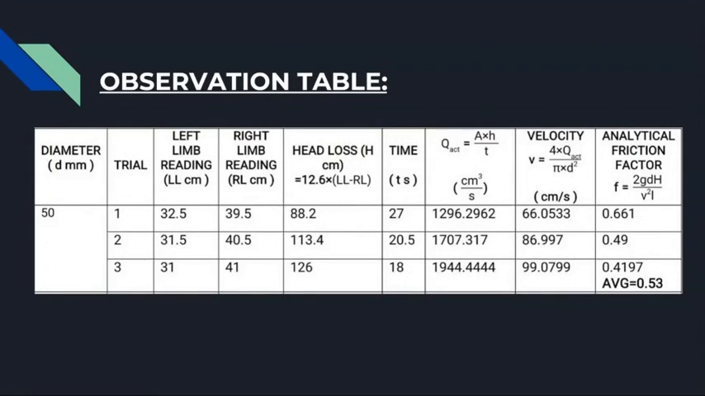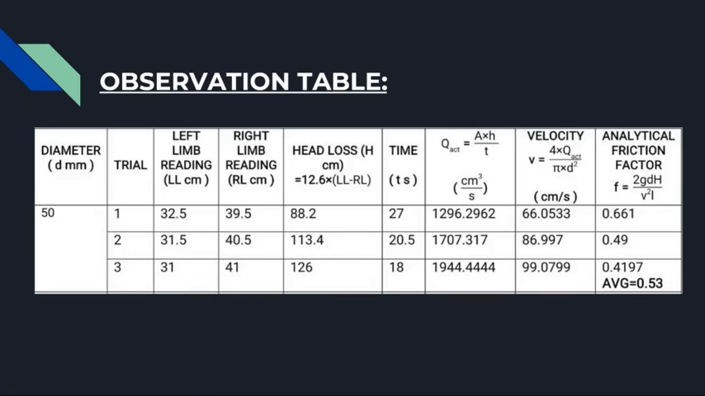Left limb reading and right limb reading we have got from the manometer, and then we have to calculate head loss, and the formula for head loss is equal to 12.6 into (left limb reading minus right limb reading). Then we have time in seconds, and then we have to calculate actual discharge, which has formula Q_act is equal to A into h by t, and its units are cm³/s.